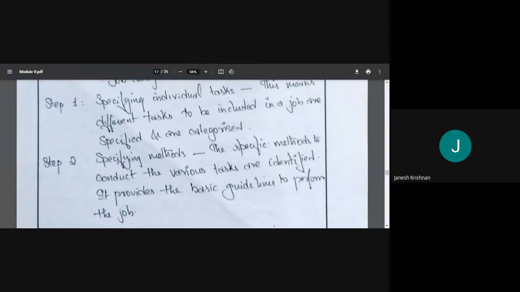Otherwise, we have to call up the purchase manager, and the purchase manager will order on behalf of the site engineer. That's another method. What is the specific method which we are going to adopt? The specific methods to conduct the various tasks are identified, so it provides the basic guidelines to perform the job. Clear?